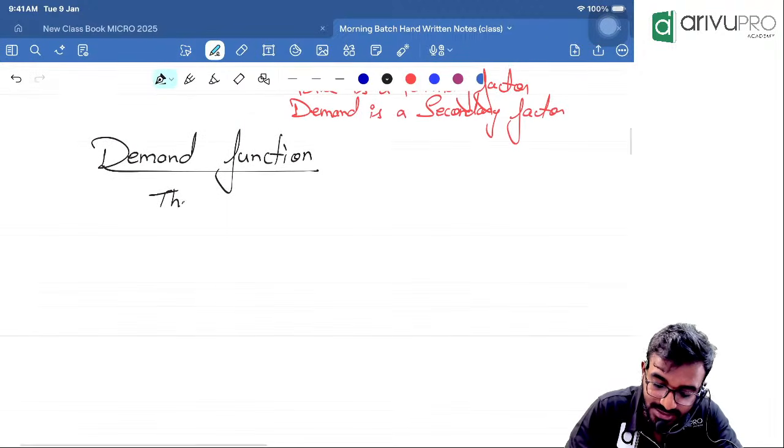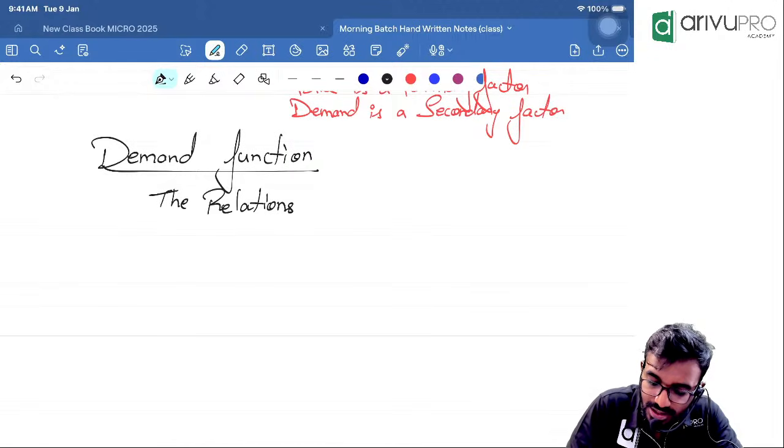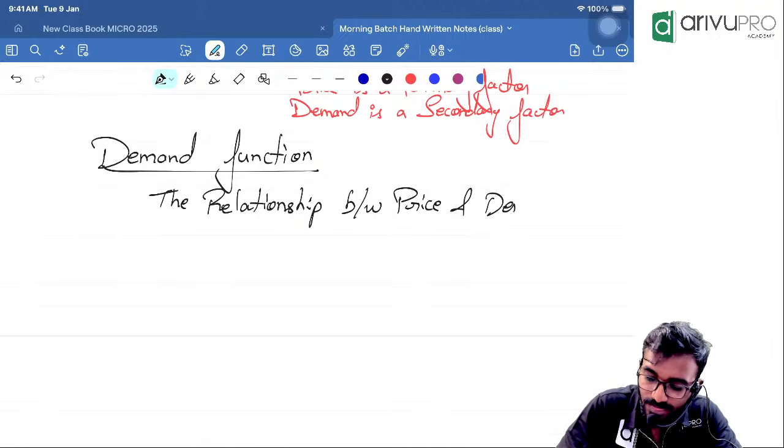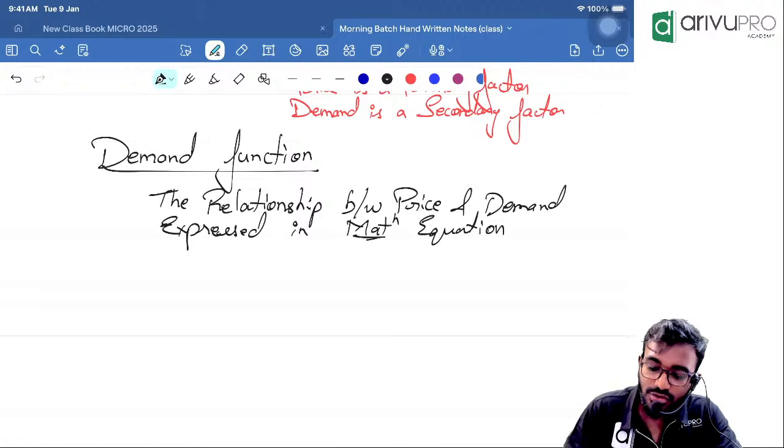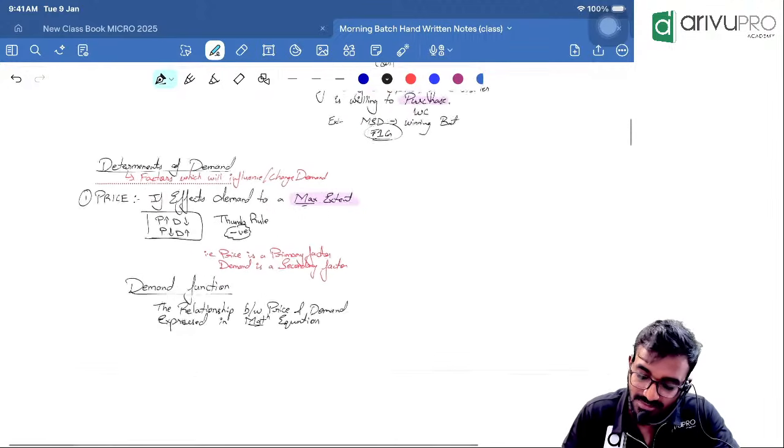The relationship between price and demand expressed in a mathematical equation. So by the way, what exactly is this mathematical equation?